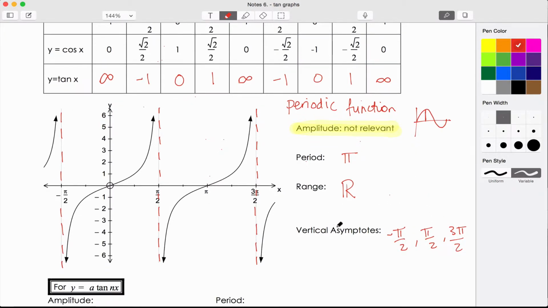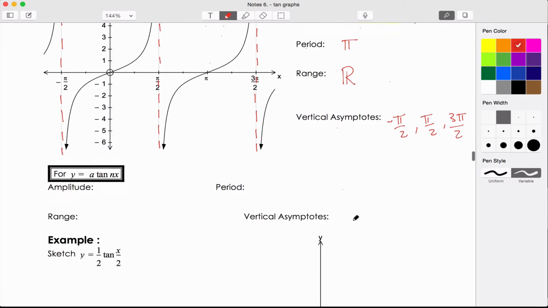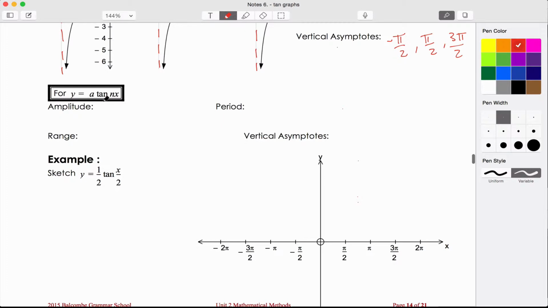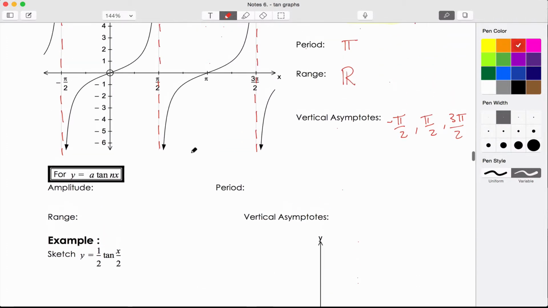Okay, let's look at a general function, y equals a tan nx. Generally we don't need to look at amplitude, but what we can look at is the number in front here, which is usually amplitude for sine and cos. What it is called is the dilation factor.